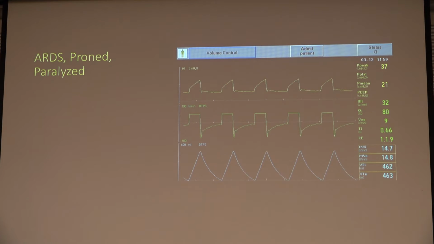Look at another patient here. This patient's ARDS does not have any asynchrony because the patient's paralyzed. That makes that part easy. What abnormalities do we see in this patient? So again, one of the things I see is a peak pressure of 37 here. What else do we see? Why is that peak pressure so high?